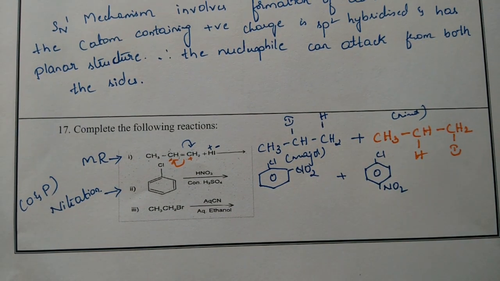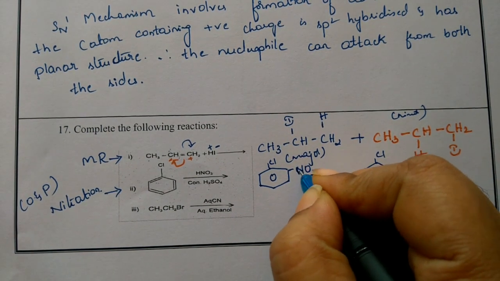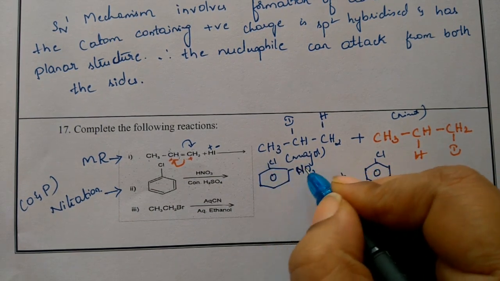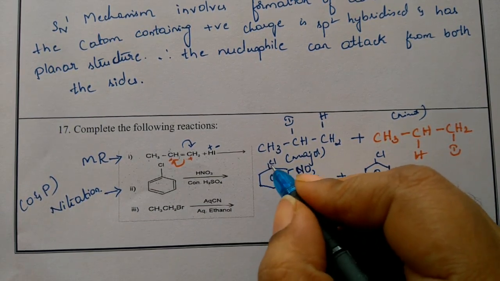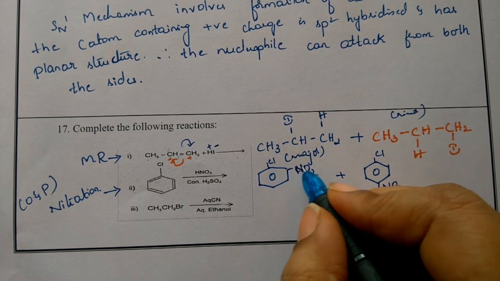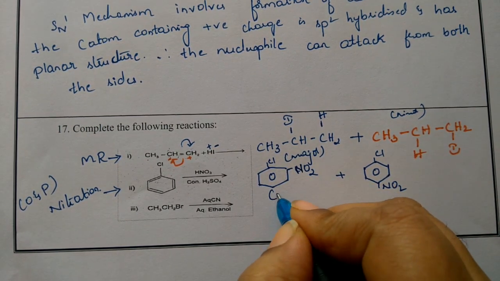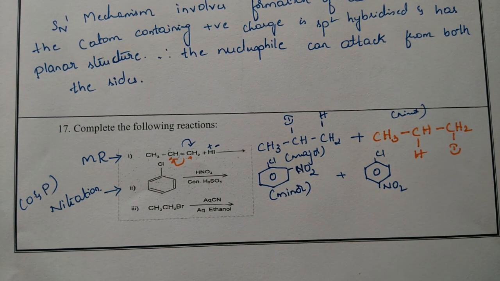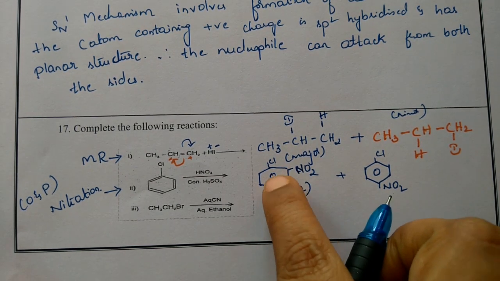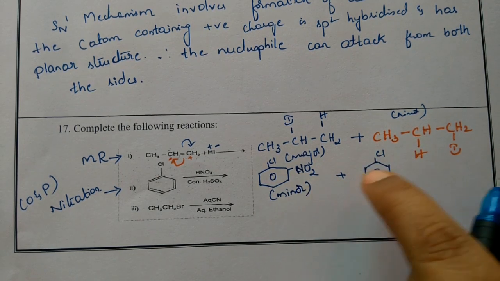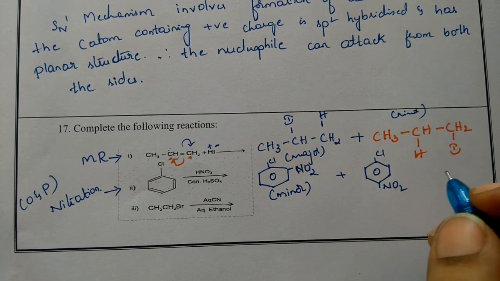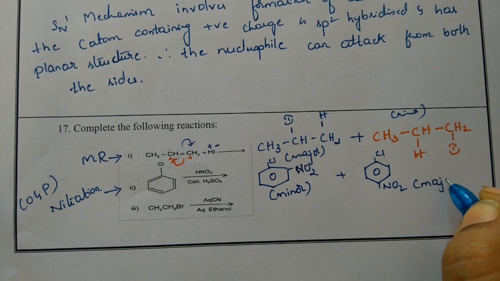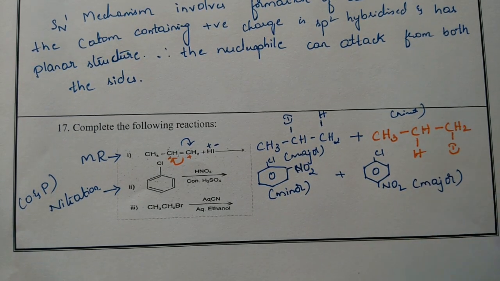So here on the adjacent carbon, we have the Cl group here, we have the NO2 group here. So they are bulkier groups on adjacent carbon atoms, so steric hindrance is there. Due to steric hindrance, bond strain is formed there. So that's why it forms a minor product. In the para product they are far from one another, no steric hindrance, no bond strain. So that's why it forms the major product.